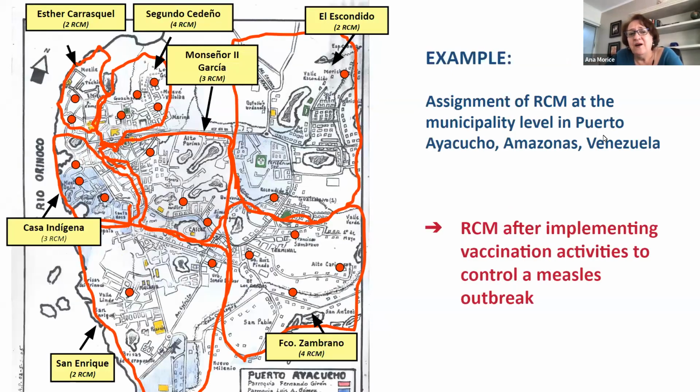This is an example of RCM used after a measles outbreak. Here we have Puerto Ayacucho. This is an area located in the Amazonas in Venezuela. So at the subnational level, they segmented Puerto Ayacucho into different areas, and they assigned the number of RCMs to each one of these areas, 2, 3, 4, 2, 4, depending on the size of the population, and also depending on the risk of the outbreak.